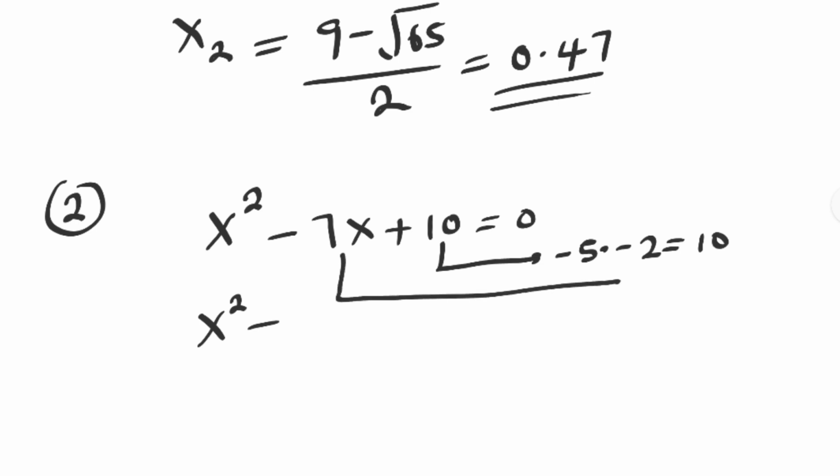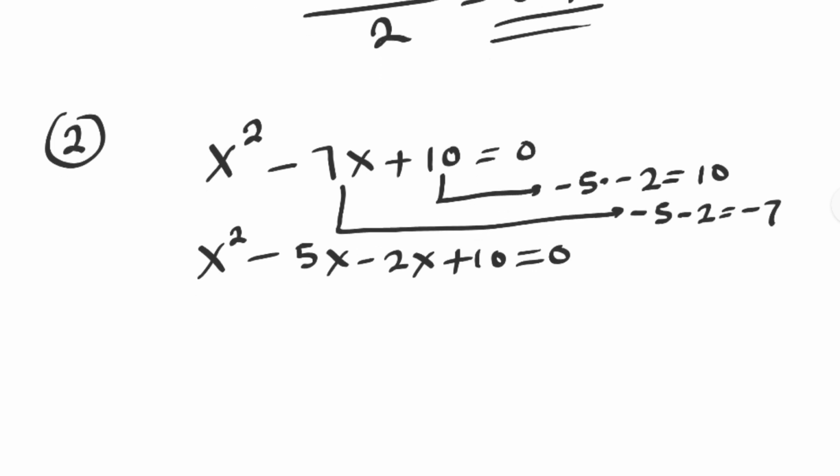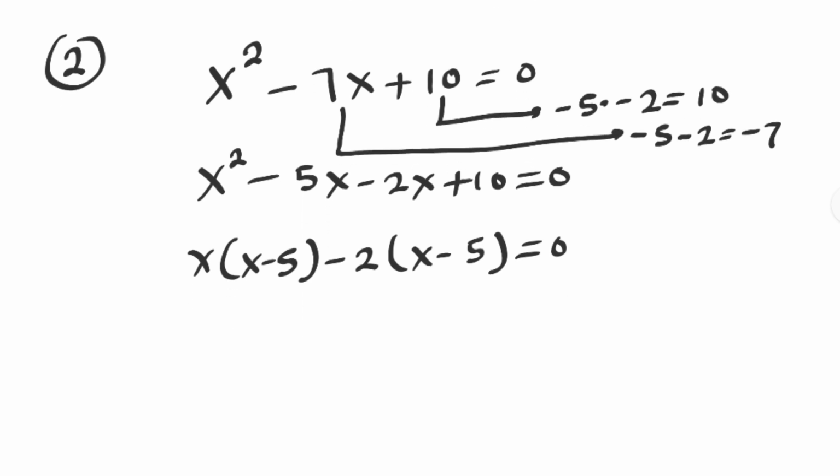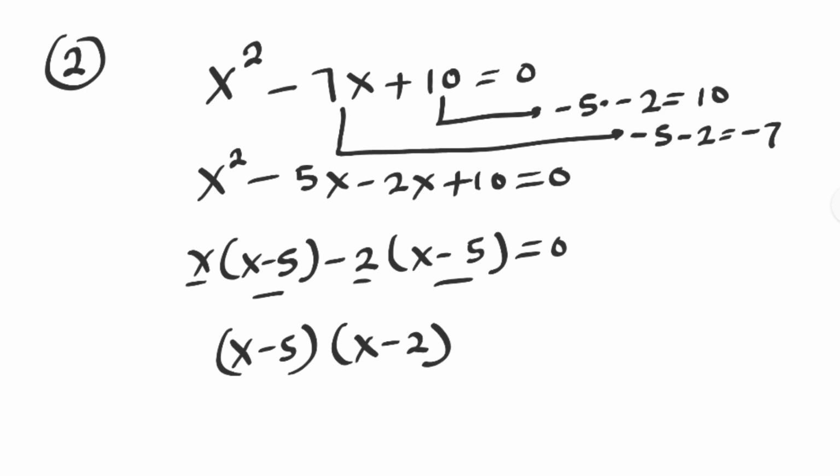Then with this, minus 5 minus 2, this is equal to minus 7. So here will be s squared minus 5s minus 2s plus 10 is equal to 0. Then we have s bracket s minus 5, minus 2 bracket s minus 5 is equal to 0. Then you can see that s minus 5 is common here. We have s minus 5 bracket s minus 2 is equal to 0.